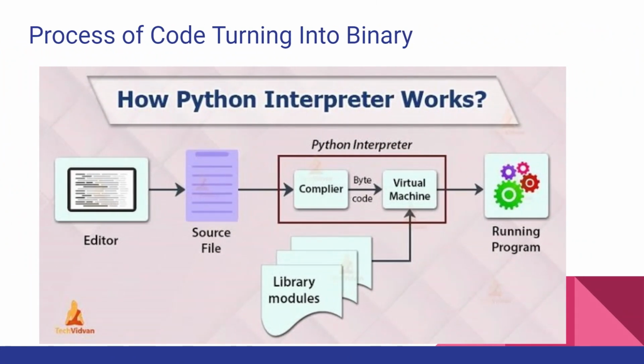So here's a basic demonstration of what an interpreter is. We first have our editor, which is right here, and it has all of our code. All of this is then turned into a source file, and now it's going through the Python interpreter. We first start with the compiler, which turns all of our code into bytecode. Then it goes through the virtual machine, which has all the library modules that allow Python to be much easier to utilize. And then finally, we go to our running program where it runs the code and gives you the output that you desire.